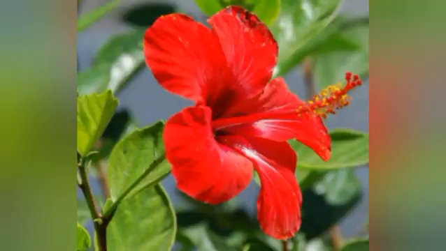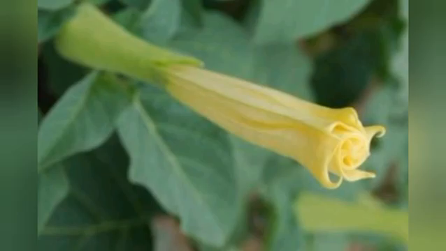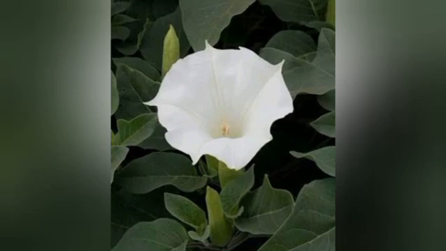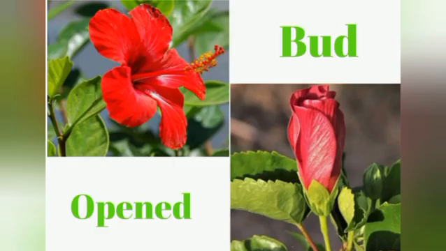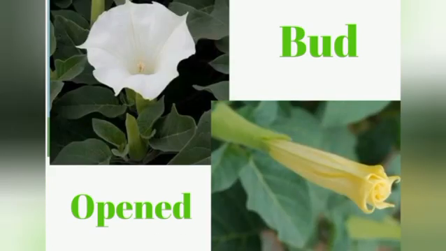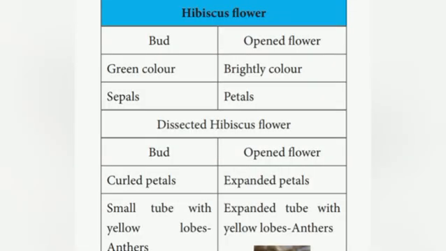Students, let's collect a few buds and opened flowers of hibiscus and datura. Now we are going to compare the bud and opened flower of hibiscus and datura. The first one is the hibiscus flower. Bud, opened flower. In a bud, green color and sepals. In an opened flower, it is brightly colored and has petals. Dissected hibiscus flower: curled petals, small tube with yellow loops, anthers. Expanded petals, expanded tube with yellow loops, anthers.